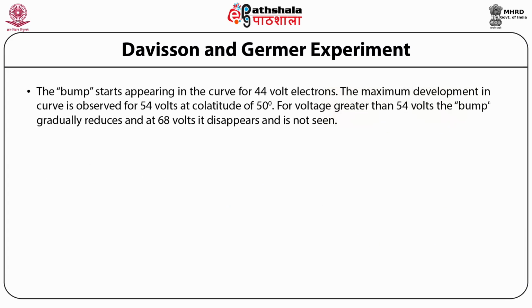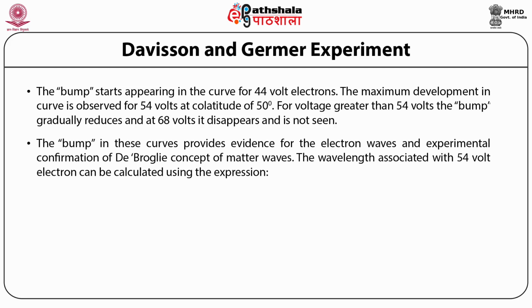The bump starts appearing in the curve for 44 volt electrons. The maximum development in the curve is observed for 54 volts at a co-latitude of 50 degrees. For voltages greater than 54 volts, the bump gradually reduces, and at 68 volts it disappears and is not seen. The bump in these curves provides evidence for electron waves and experimental confirmation of the de Broglie concept of matter waves.